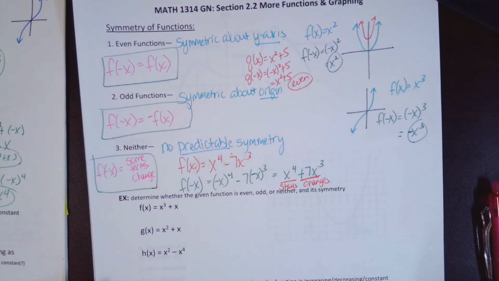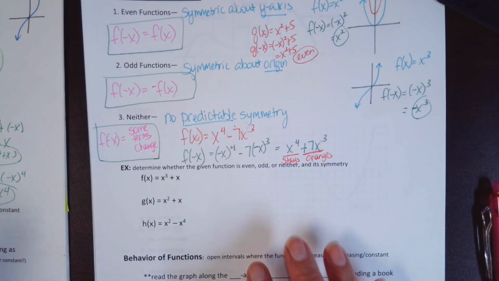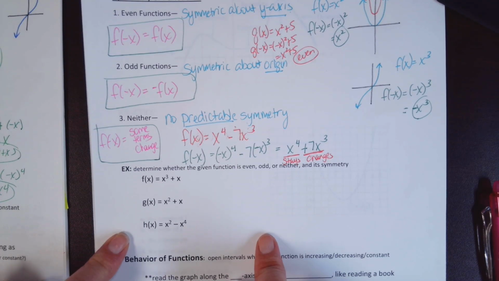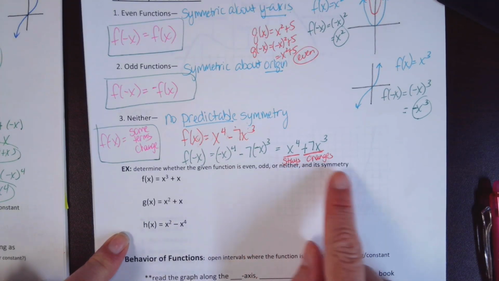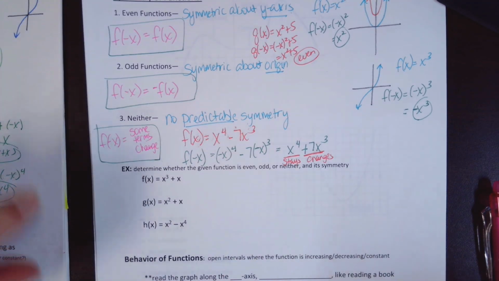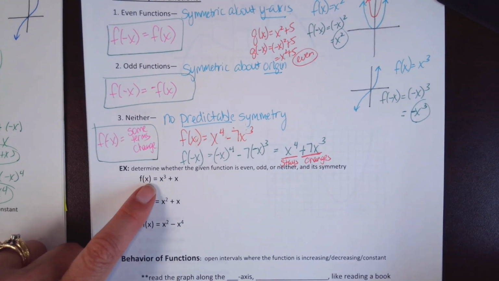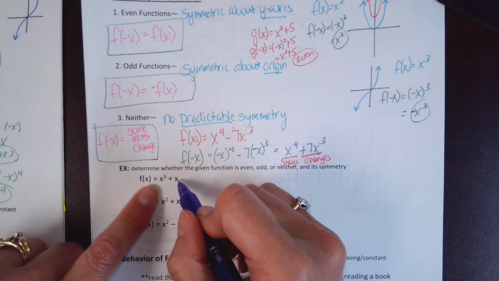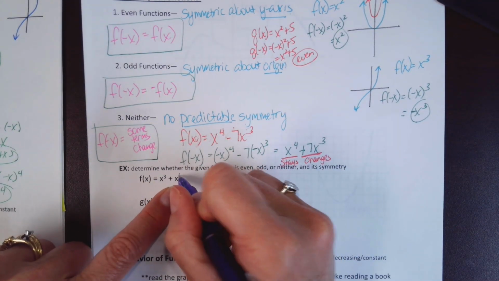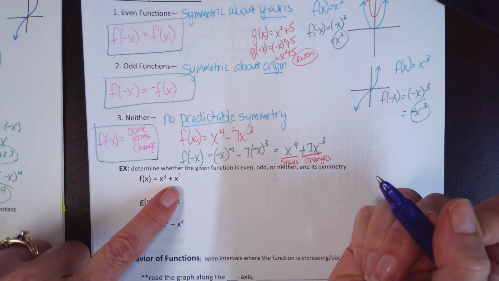Okay, let's practice our even-odd functions. Even, odd, or neither, and give the symmetry. Well, this first one, I see that I've got two terms, and they both have an odd exponent because x is just x to the first power, right? They both have an odd exponent.